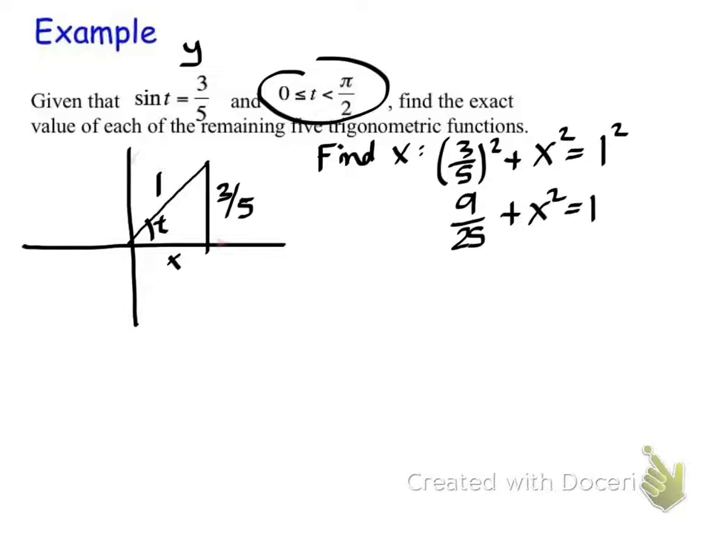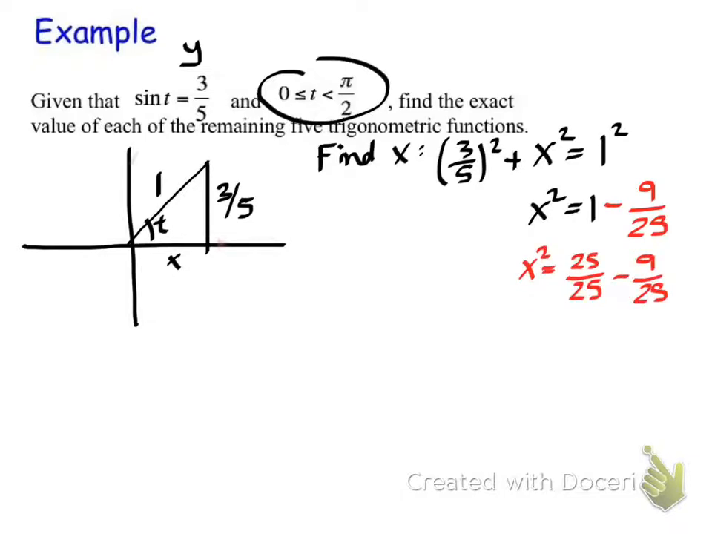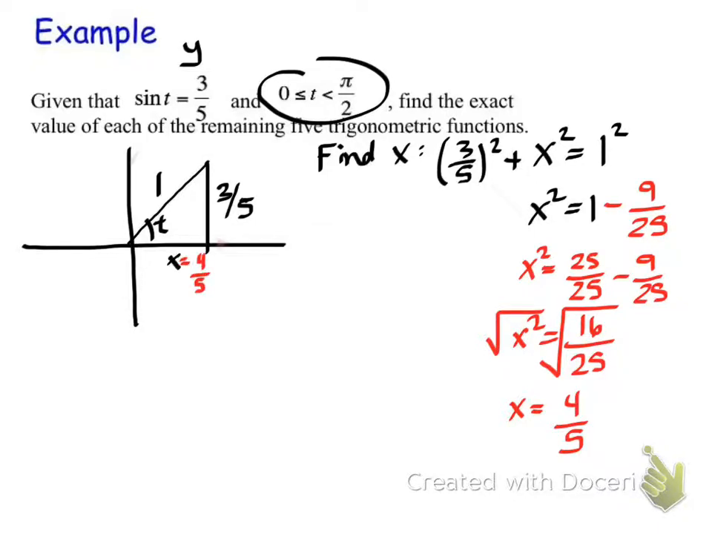Solving for x, we will start by squaring each of the values, and then we'll subtract 9/25 from both sides. Of course, we need common denominators to subtract, so we'll have 25/25 minus 9/25, which will give us 16/25. Last but not least, we'll square root that, and we'll get 4/5 for the x value. So now that I have the x value of 4/5, I can find cosine, because cosine is just the x value. So the cosine of t is 4/5.